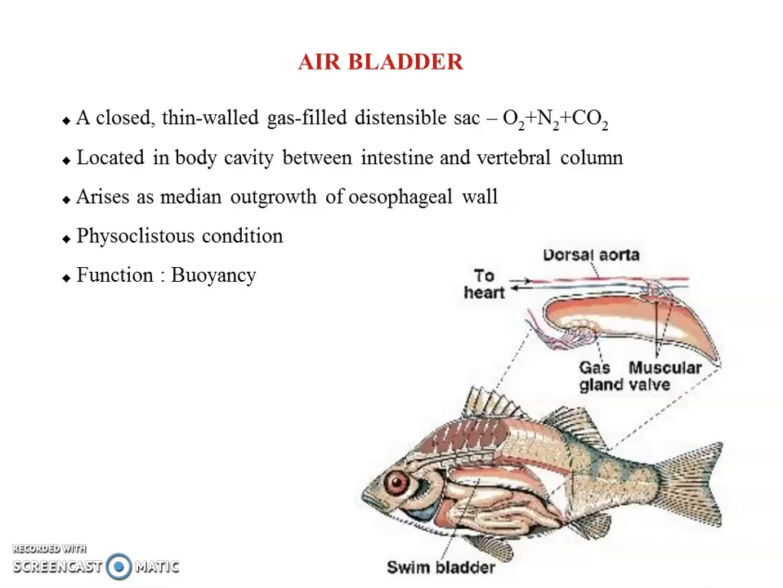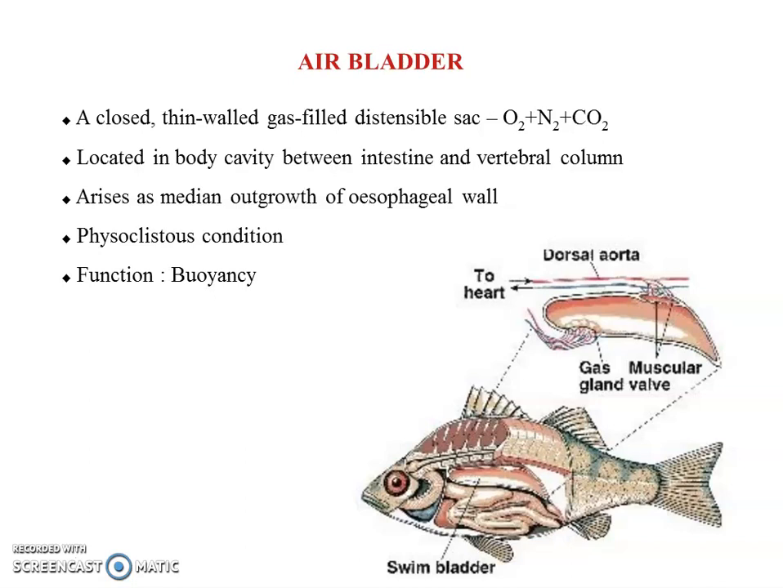It serves as a float or hydrostatic organ. When it gets gas filled or inflated, it increases buoyancy. And when it is deflated or empty, the buoyancy decreases. This is how the position of the fish is maintained. By adjusting the level of the gaseous content in the air bladder, the fish can either float, or move down and sink, or maintain a particular position at a desired depth. So this is how it maintains buoyancy.